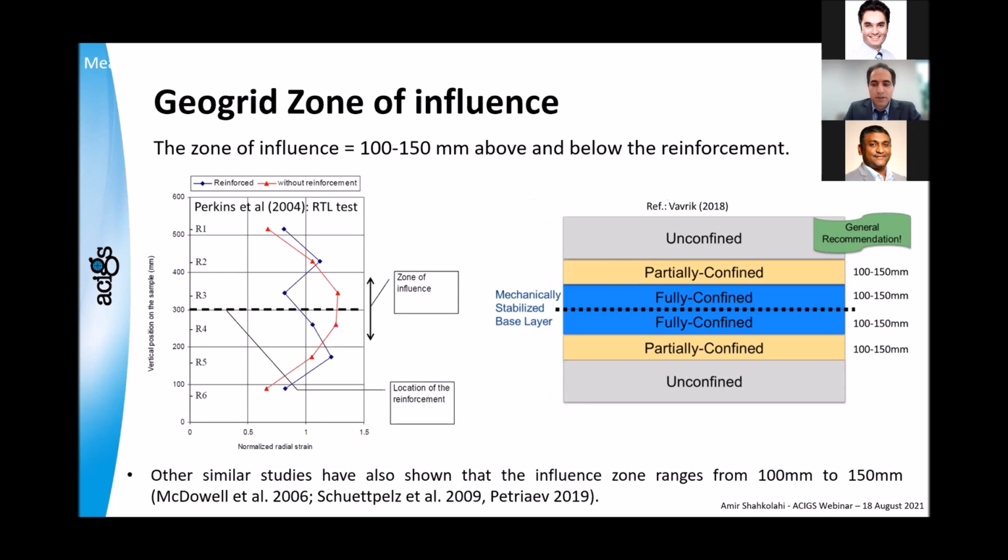So you can see on the left-hand side, the study by Steve Perkins using an RTL test, which is a repeated triaxial load test. And on the right-hand side, a study by Warwick in 2018 and Dr. Tutumluer et al. They conclude this nice graph: fully confined 100 to 150, partially confined 100 to 150, and what we call unconfined, which is actually not 100% unconfined. There's still some confinement, but anyway, let's call it unconfined. And other similar studies, as you can see on the slide, have got the same results.